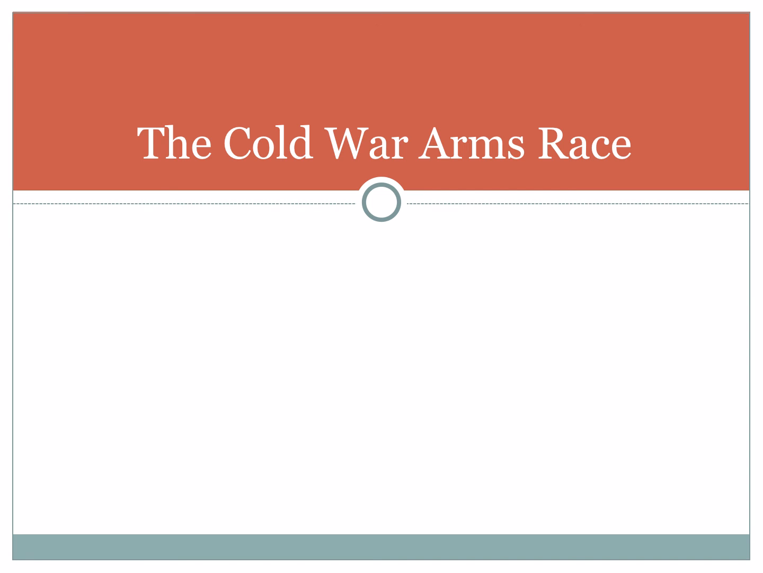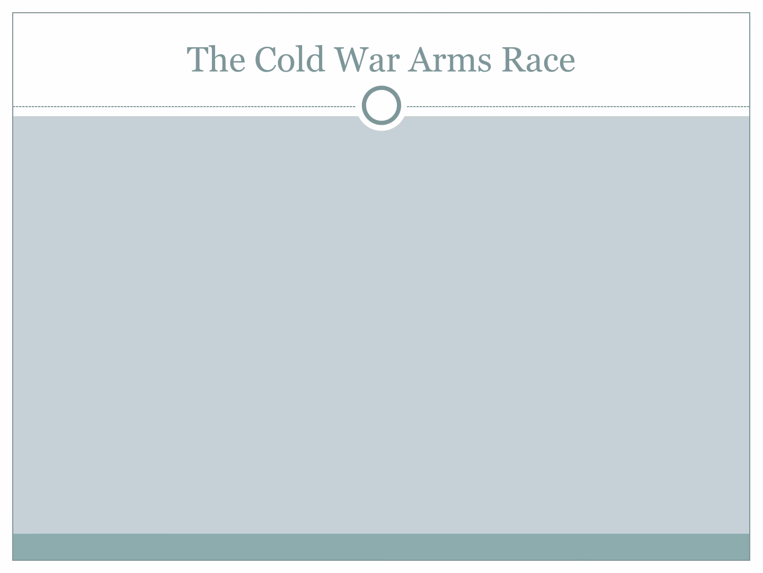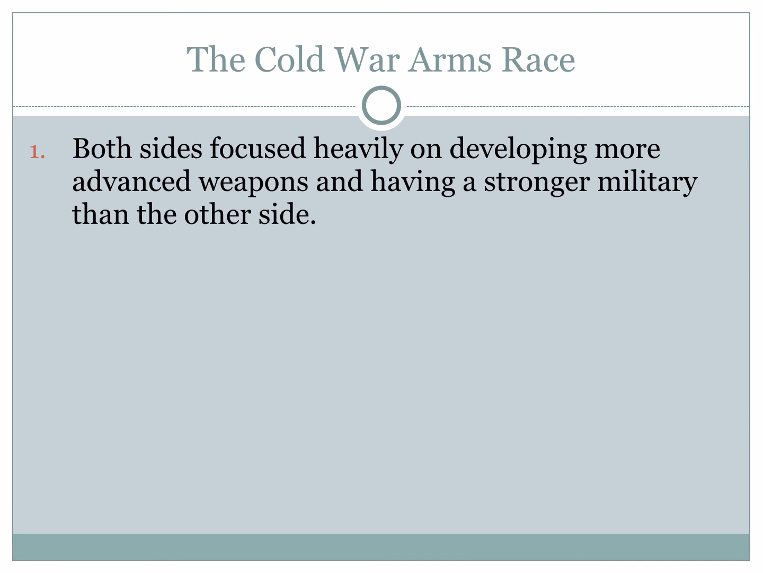Our last topic is the arms race, which your book covers. And what was the arms race? Well, it was this idea that both sides were very, very focused on developing more advanced weapons than the other side, having a stronger military than the other side. So anytime one side would do something, the other side would try to match it or beat it.